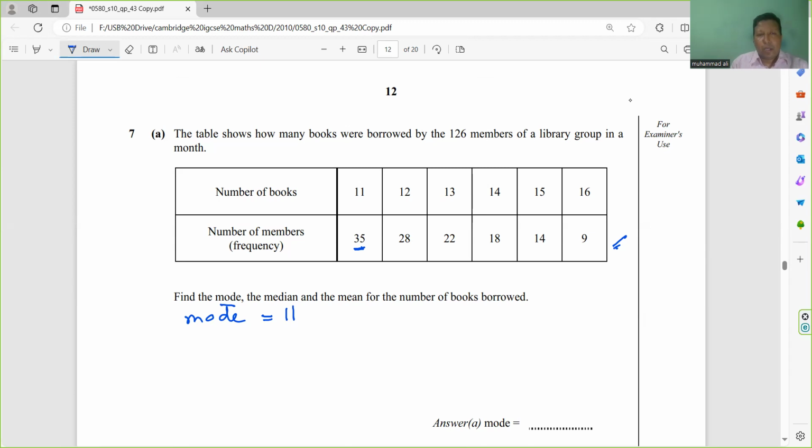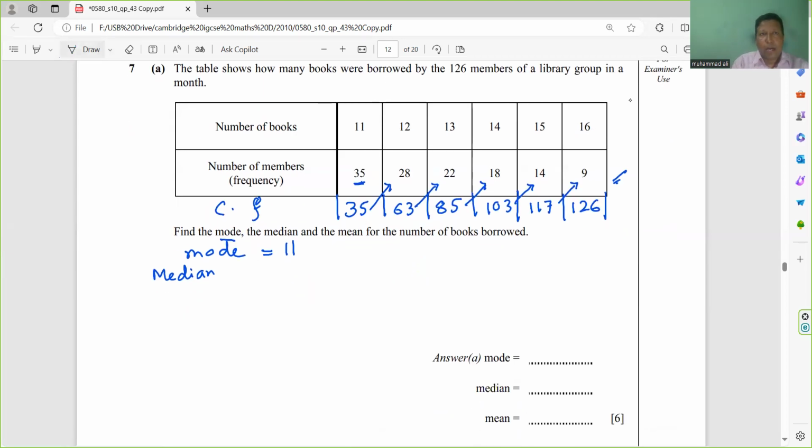Now median. It is very important, median. To find out the median, we have to find the cumulative frequency. Cumulative frequency means running total. At first, 35 here, 35 plus 28, it is 63. 63 plus 22, it is 85. 85 plus 18, it is 103. 103 plus 14, 117. 117 plus 9, 126.